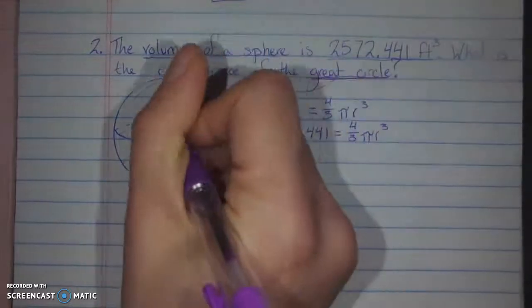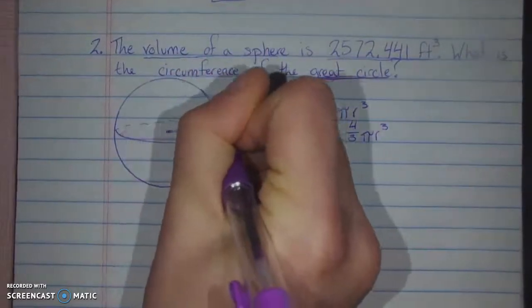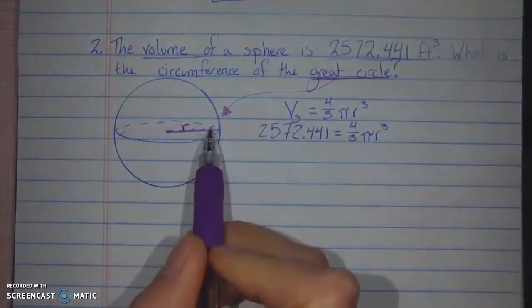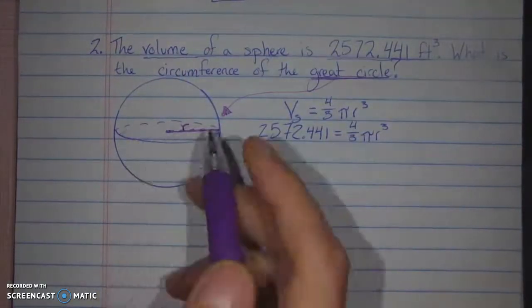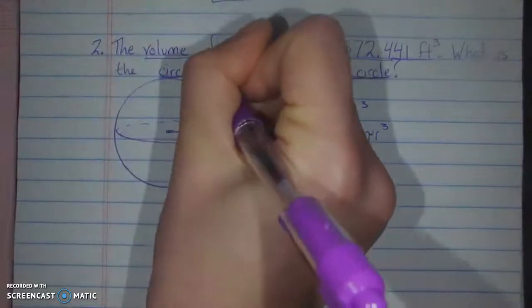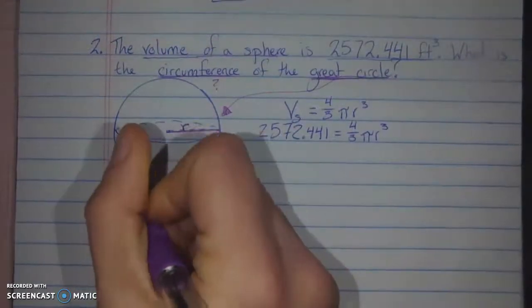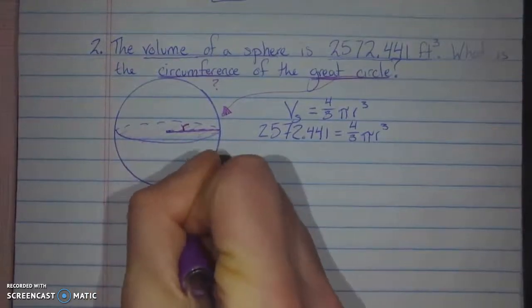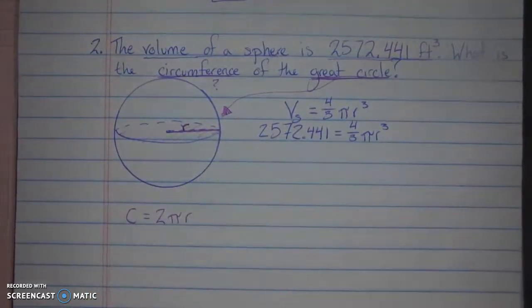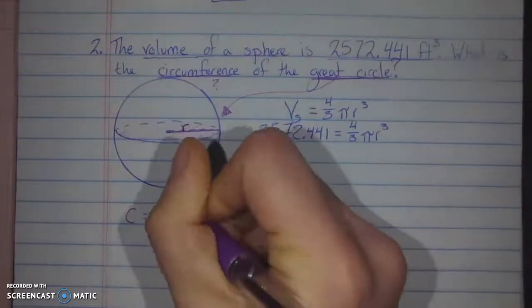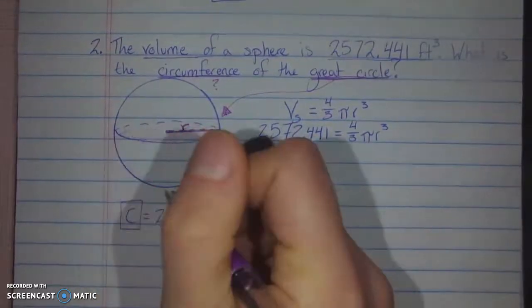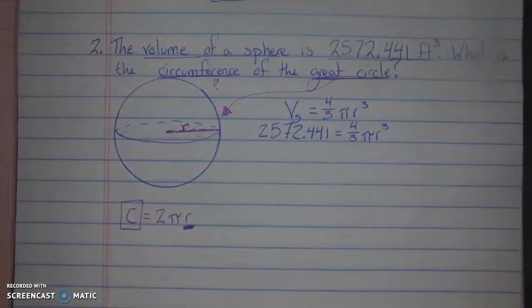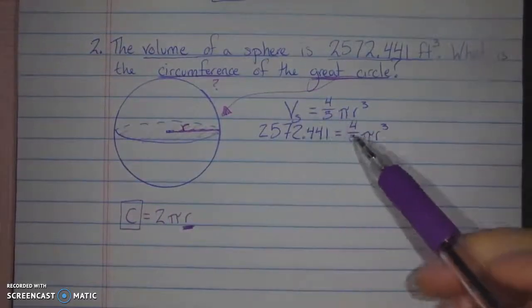And you might notice that your great circle shares with the sphere the radius. And if I know the radius of the circle, will I be able to find its circumference? Well, yeah, because the circumference of a circle is C is equal to 2 pi r. This is where those formula sheets come in handy. So all I need to do to find my circumference, this thing that I really, really want, is solve for r and substitute it into the formula. So let's find out what r is.